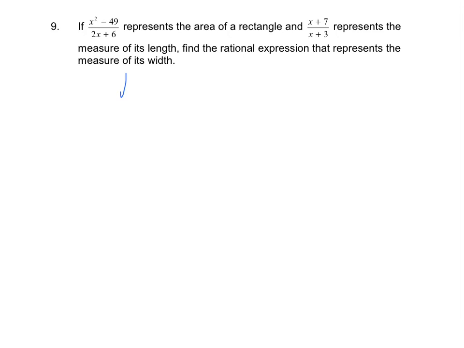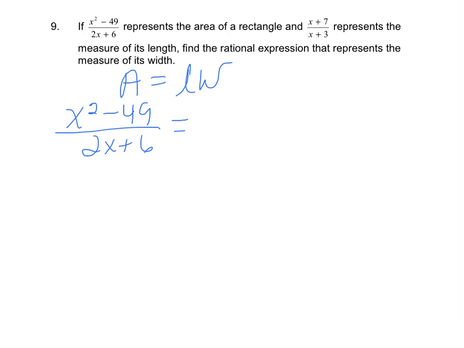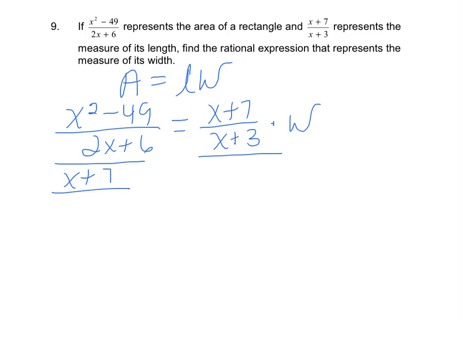So again, it's area of a rectangle, which is A equals length times width. All right, x squared minus 49 over 2x plus 6 is the area. So x squared minus 49 over 2x plus 6 equals, the length is x plus 7 over x plus 3 times the width, which we don't know, so we'll leave it as w. I've got to get w, or the width, by itself. So I'm going to divide each side by x plus 7 over x plus 3. Multiplication and division on the right side cancel each other out, so I do end up with w by itself.